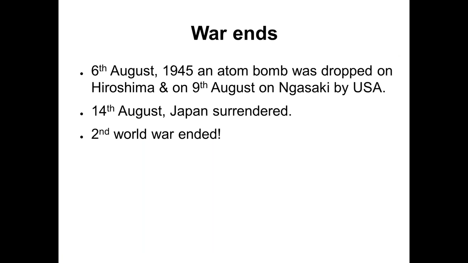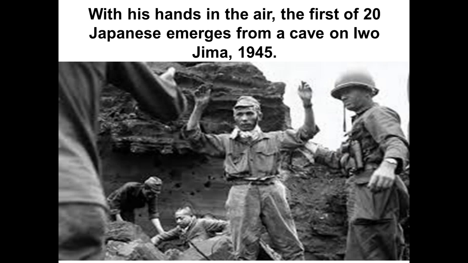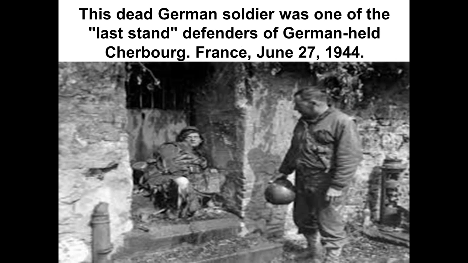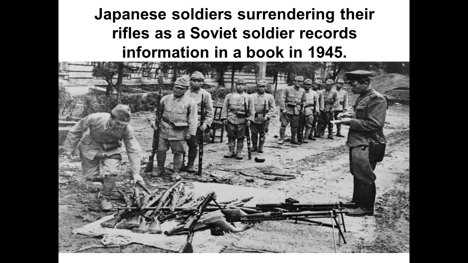So first Italy gone, then Germany gone, Japan bombed. See how the Japanese are surrendering. They were coming out of caves and they were surrendering. This is a Nazi soldier. He died there, sitting. That's one of the last stand defenders of German held Cherbourg in France. The Japanese soldiers are surrendering their rifles to the Soviets, and he's recording them, 1945.